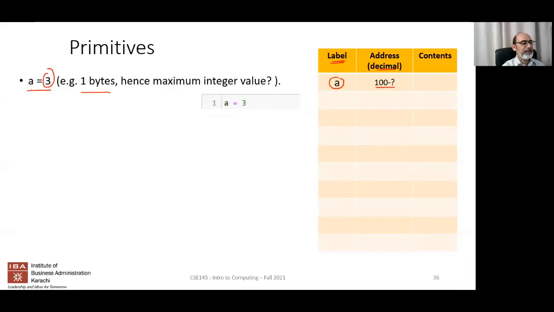So when you assign the variable a is equal to 3, clearly the contents are going to be 3. This is going to be 1 byte long. So the address is going to be 1 byte long, okay, so it's going to start at 100 and end at 100. So a 1 byte integer. What's the maximum value of that integer, by the way? 2 to the power 32 minus 1. 1 byte.